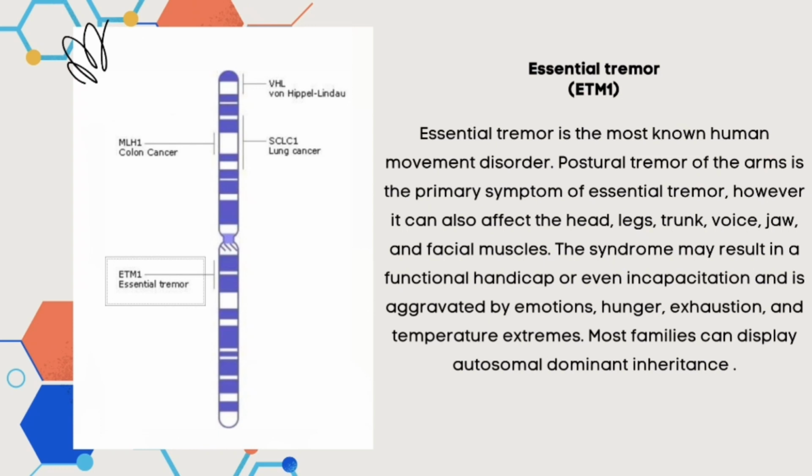The syndrome may result in a functional handicap or even incapacitation and is aggravated by emotions, hunger, exhaustion, and temperature extremes. Most families display autosomal dominant inheritance. That's all. Thank you.